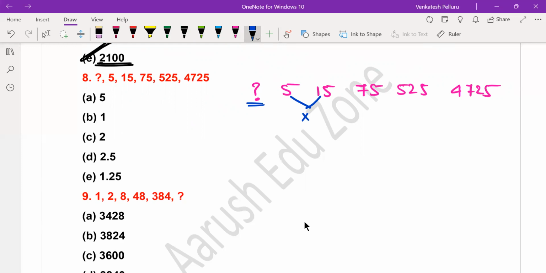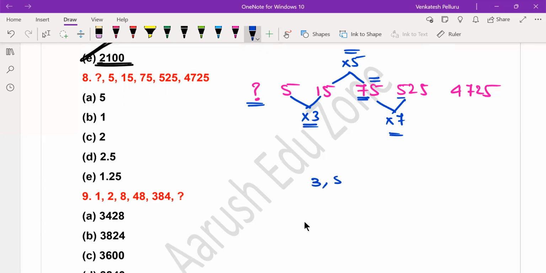Exactly 3 times: 5 3s are 15, and if you know the 15 table, this is very easy. 15 5s are 75. Then for 7, 70 into 7 is 490, 5 into 7 is 35, so 490 plus 35 is 525. So exactly it is 7 times. So multiplied by 3, multiplied by 5, multiplied by 7.